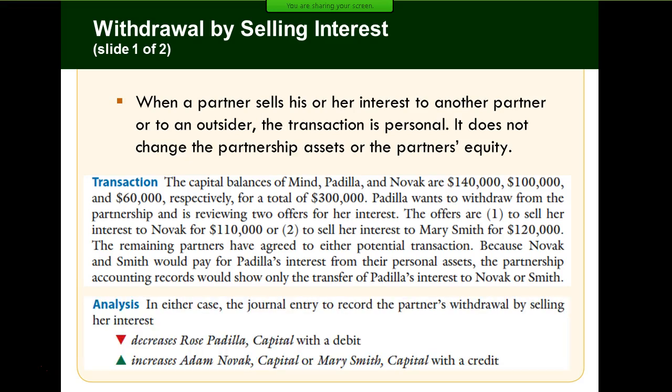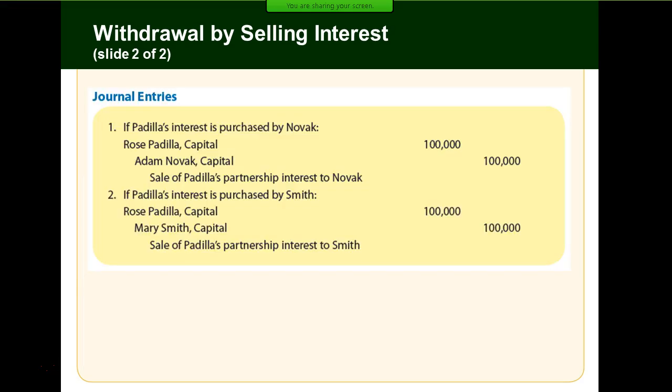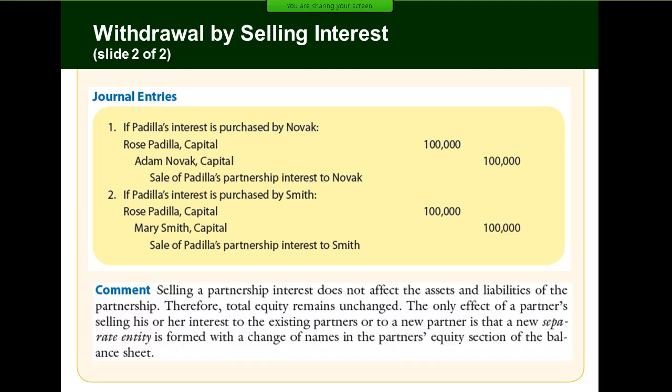So as we look here, if Padilla's interest gets purchased by Novak, then what we do is Padilla would decrease her capital account 100,000. Novak's capital account would increase 100,000. Or if Mary Smith comes in, Rose Padilla's capital account is decreased 100,000, and a new partner comes in, Mary Smith, her capital account is increased 100,000.